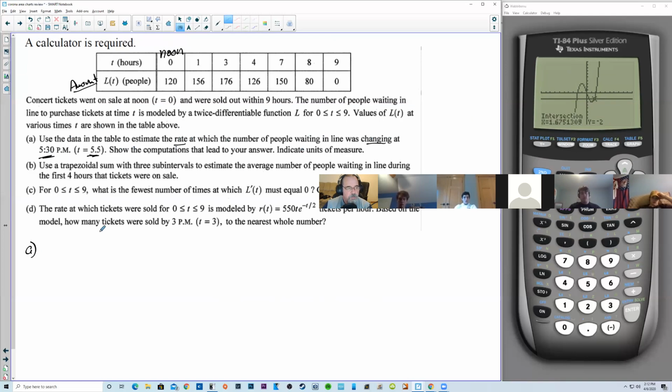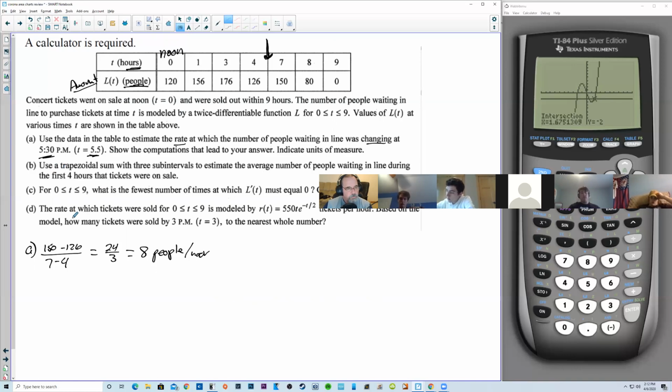Well, we don't have a function to take a derivative of, so we just have to use the information that's given. 5:30 is somewhere in there. So the best we can do is old-fashioned slope. 150 minus 126, or y2 minus y1, over x2 minus x1. That's 24 over 3. So 8 people per hour. Because this is amount of people and the bottom is hours.